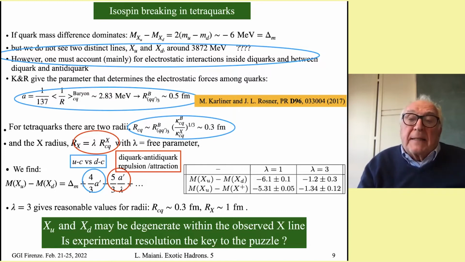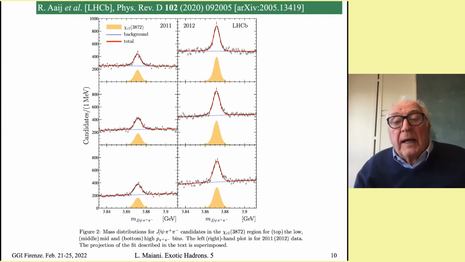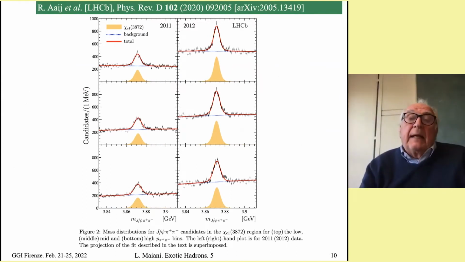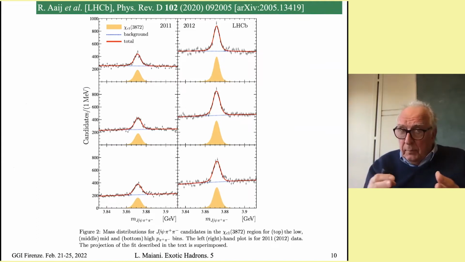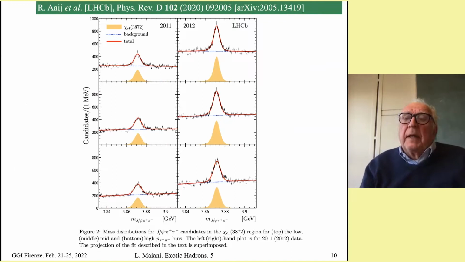Now, what is the present situation? The present situation is this one. These are the latest data of LHCb. And well, what can I say? You see that the resolution of the experiment is essentially the width that you see. Inside this width, there are wiggles, etc.